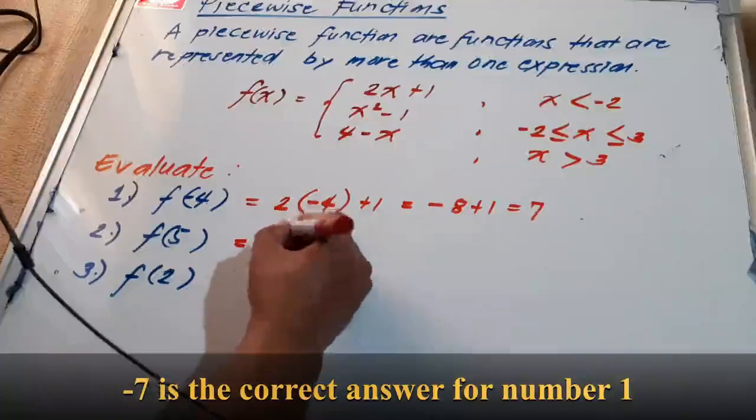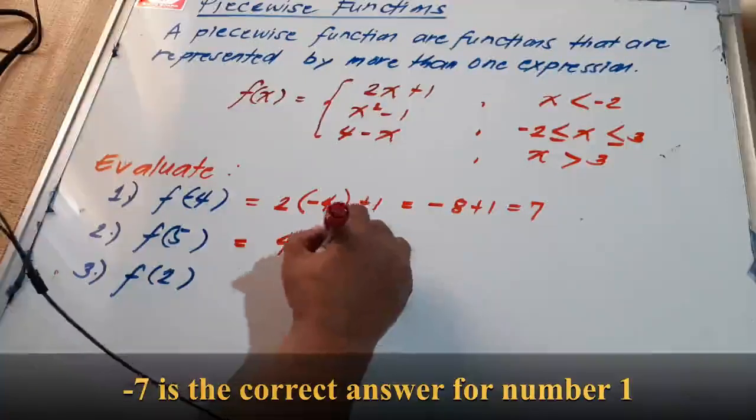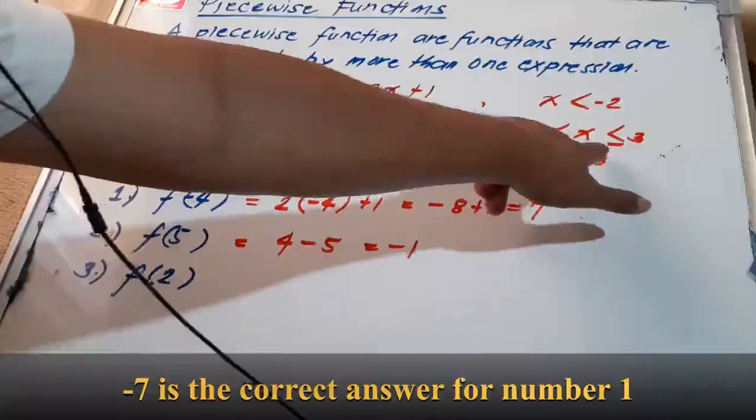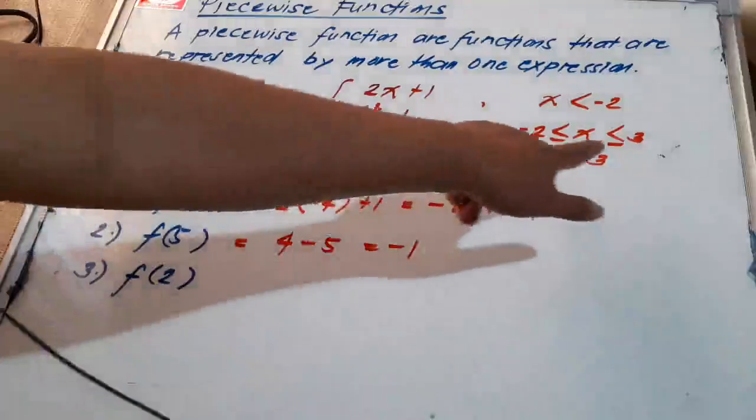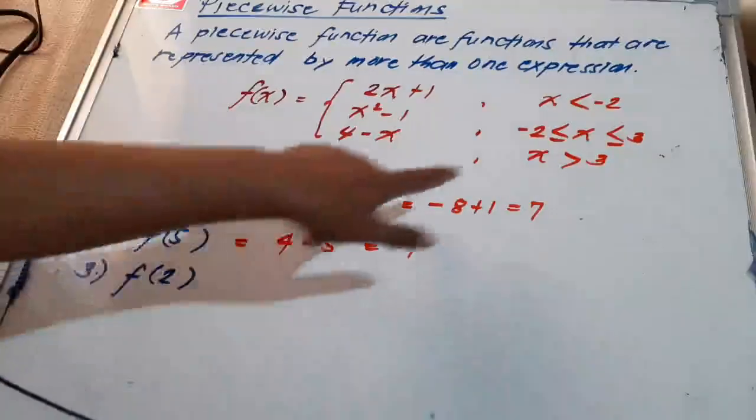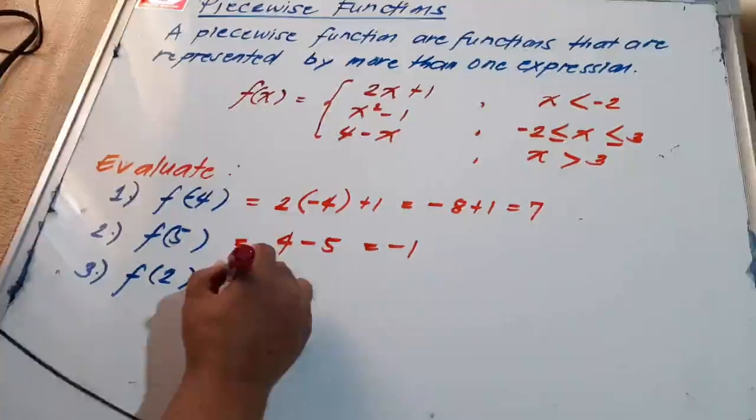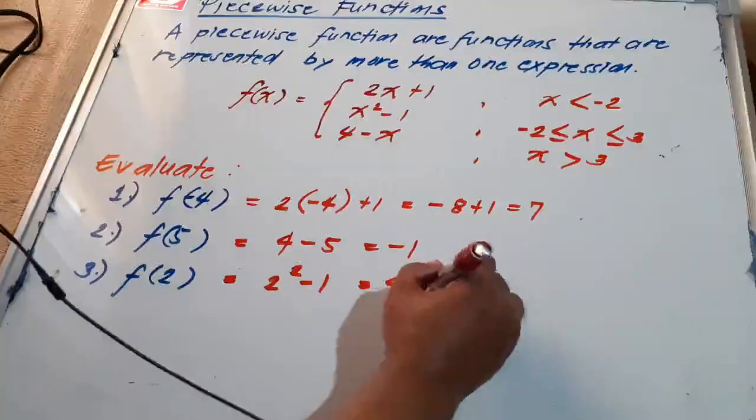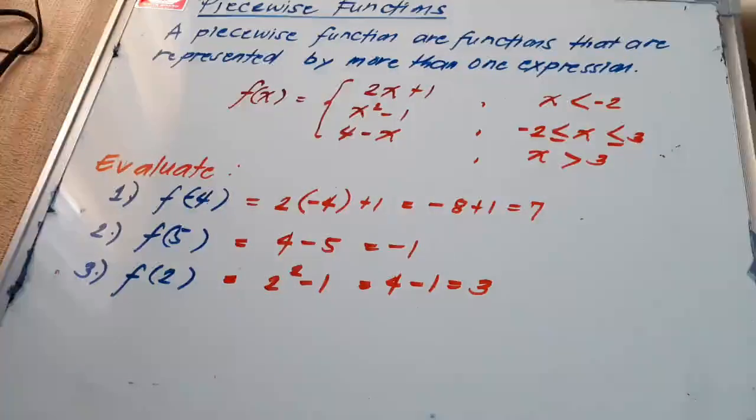Okay, so therefore 4 minus 5, that is negative 1. Okay, and the last number is f of 2. F of 2, so we're going to substitute this to the second expression of the piecewise function kasi naroon siya sa condition of x. O ibig sabihin, naroon yung set of numbers na naroon yung 2 as an element of this set of numbers. Okay? So we have 2 squared minus 1, 4 minus 1. Our answer is 3. That is how we can evaluate a piecewise functions.